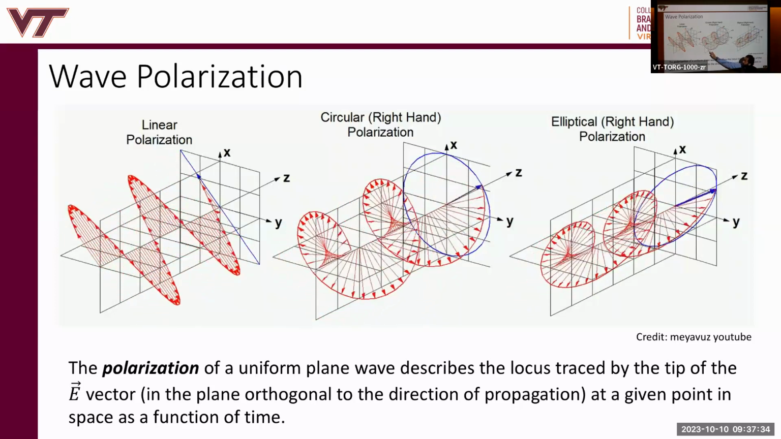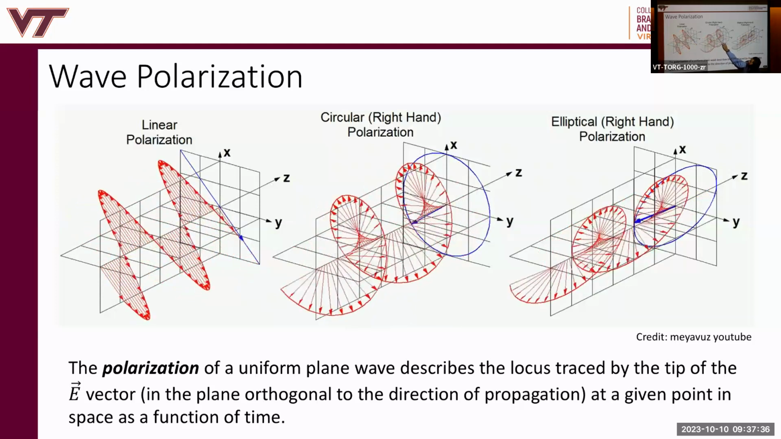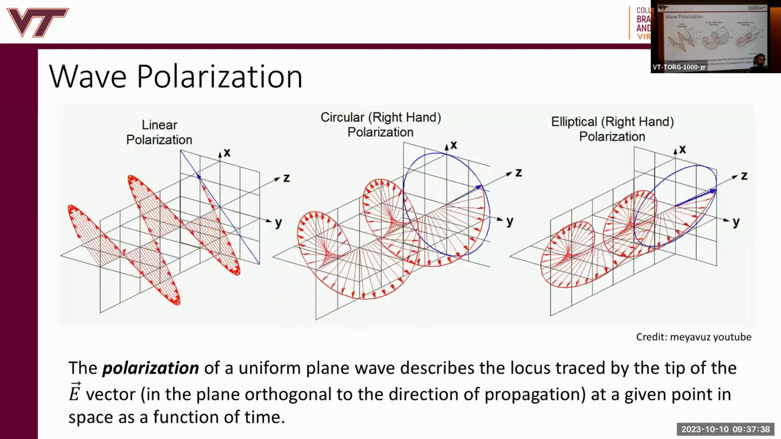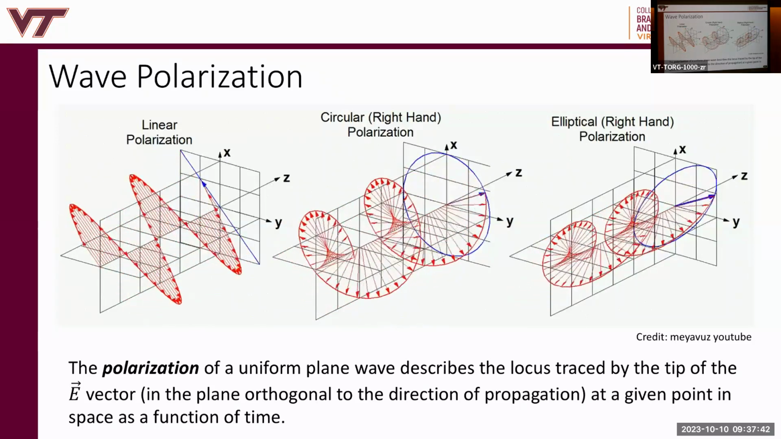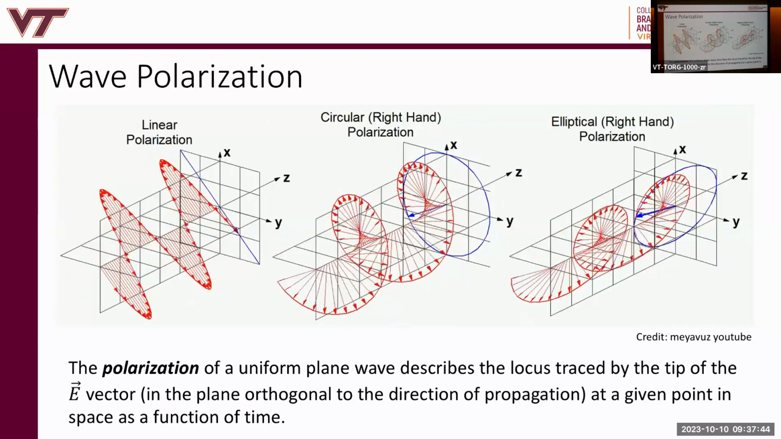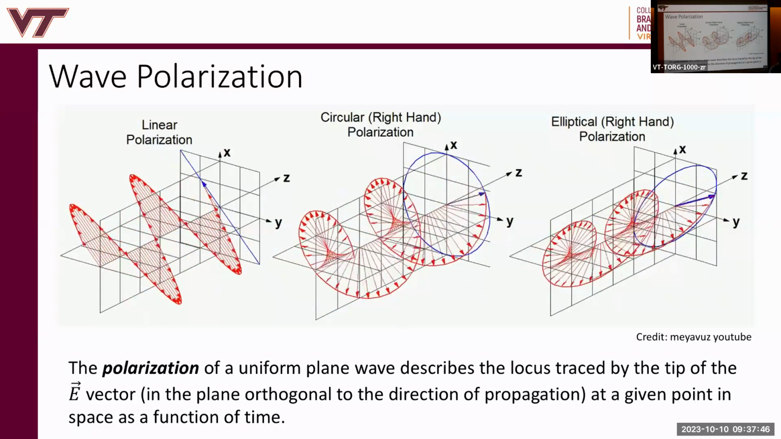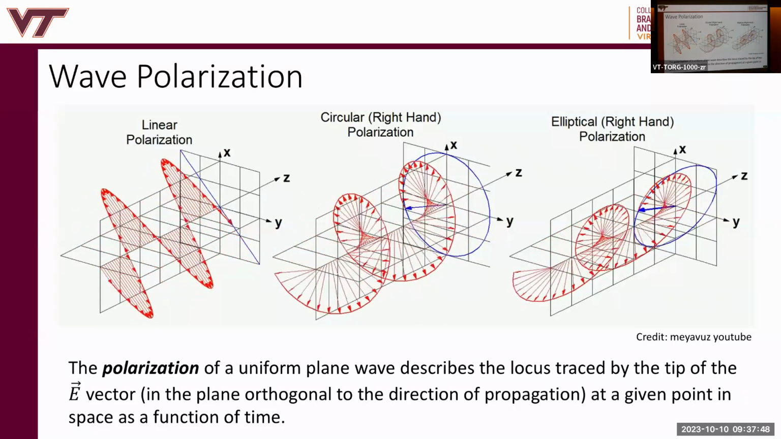In this case, we have circular polarization. If you follow the tip of the electric field vector, then we end up tracing out a circle. So that's circular polarization. And finally, the general case is elliptical polarization. All right? So we'll study all three of these.